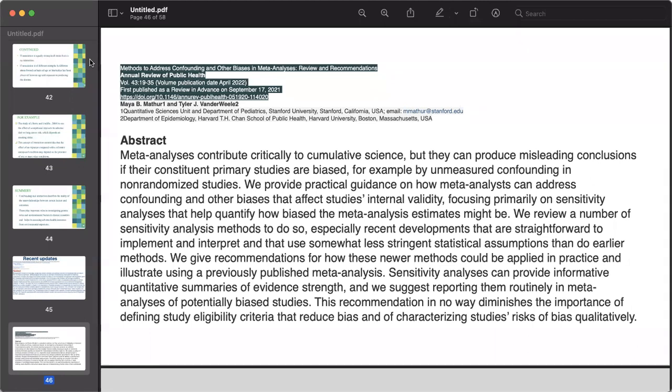We review a number of sensitivity analysis methods to do so, especially recent developments that are straightforward to implement and interpret, and that use somewhat less stringent statistical assumptions than do earlier methods. We give recommendations for how these newer methods could be applied in practice and illustrate using a previously published meta-analysis. Sensitivity analysis can provide informative quantitative summaries of evidence strength, and we suggest reporting them routinely in meta-analyses of potentially biased studies. This recommendation in no way diminishes the importance of defining study eligibility criteria, but reduces bias and characterizing studies' risks of bias qualitatively.